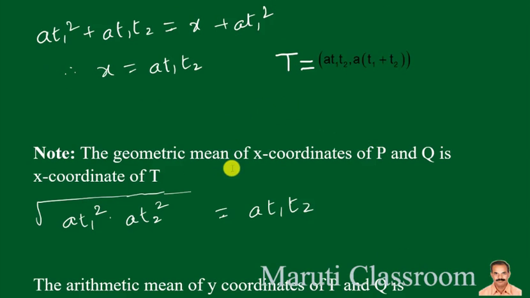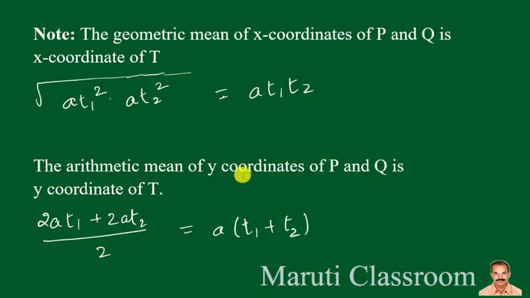Now let us see the relation between the coordinates of P and Q and the coordinates of T. The geometric mean of the x coordinates of P and Q is the x coordinate of T. The x coordinate of P is at1 square. The x coordinate of Q is at2 square. The geometric mean of two numbers a and b is root ab. So the geometric mean of these two points' x coordinates is the root of at1 square into at2 square, which equals a into t1 t2, that is the x coordinate of T.